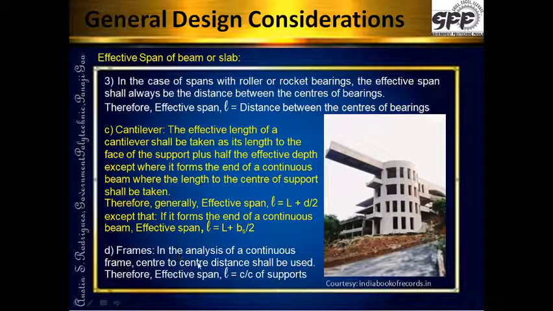In case of frames, these are all fixed. All frames are fixed members. We can consider them to be fixed in the analysis of continuous frame. Center to center distance shall be used. Therefore effective span L is center to center distance between the supports. It is very clear, no effective depth, nothing. It is only center to center distance between the supports. Now whenever we are designing any member, at that time these effective spans we will have to use.